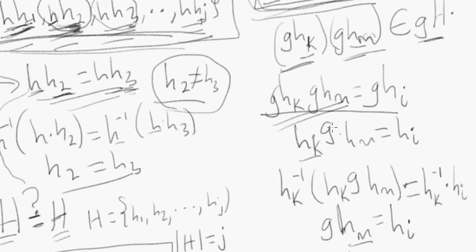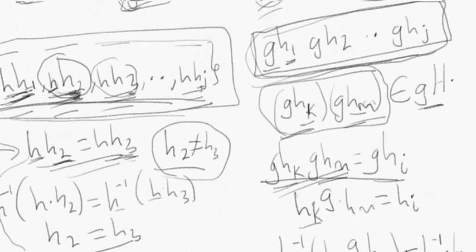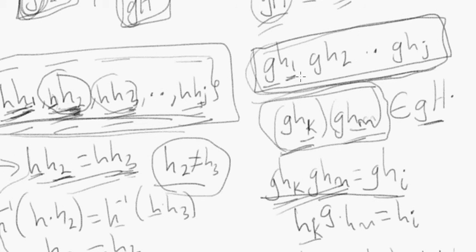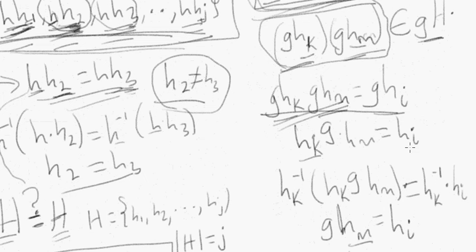Well, what would that mean? It would mean that G H sub K times G H sub M equals G H sub I, where H sub I is some element. That's what it means for a product of things to be an element of the coset GH: you have to be of the form G times some element of H. It could be H1, H2, we're not sure. That's why we're calling it H sub I. So G H sub K times G H sub M would have to equal G H sub I.